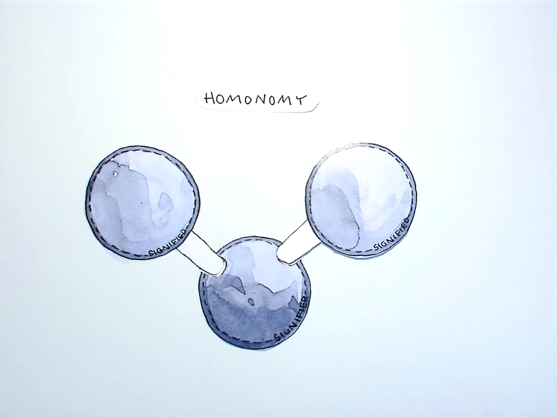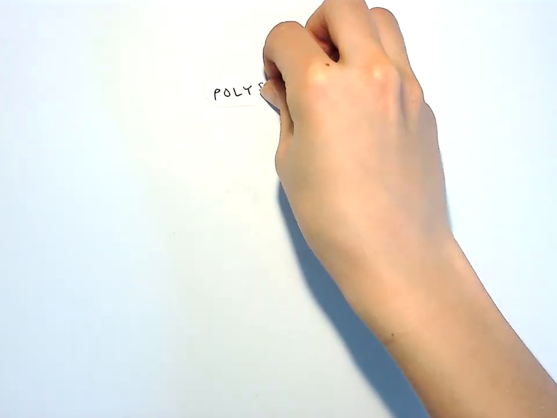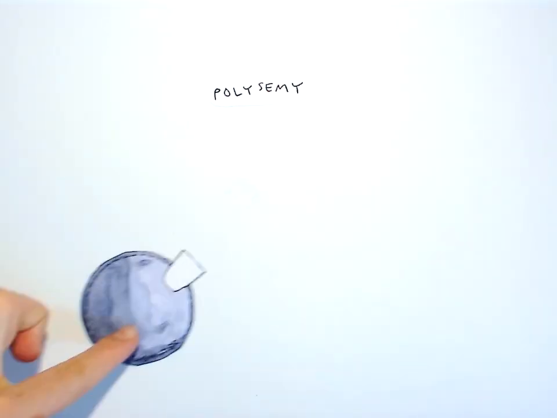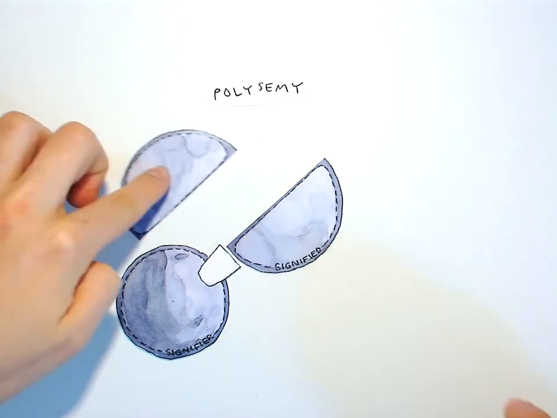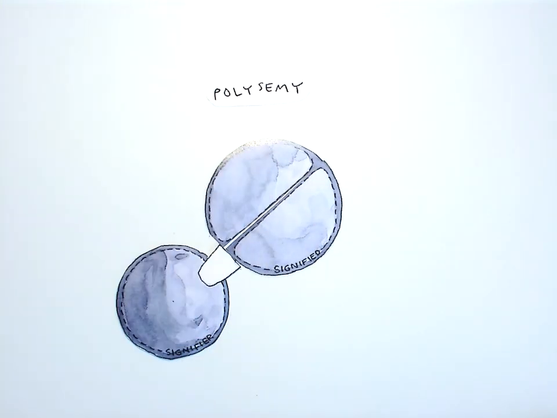And then we have homography, where the words are spelt the same but are pronounced differently, as in lead, the metal, and lead, the past tense of lead. And homophony, where the words sound the same but the spelling differs, as in sea, looking, and the sea, the ocean. Polysemy describes one word with 2 or more related senses. Glass can be the glass you drink wine out of, or the substance that windows are made of.